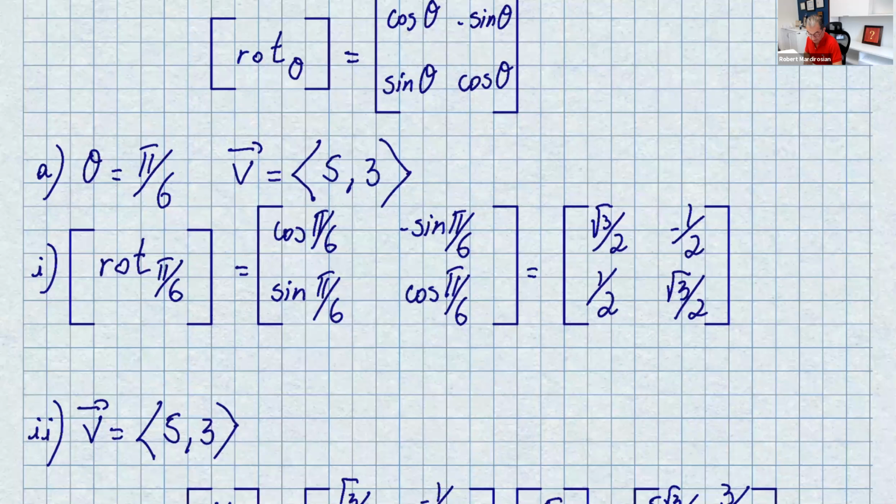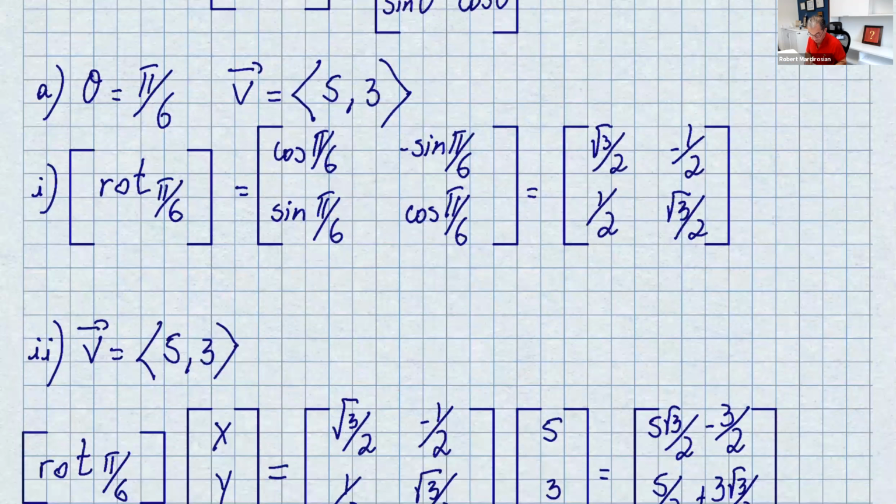So again, theta is pi over 6, 30 degrees, and we have a vector whose components are 5 and 3. So if you want to write the rotation matrix of pi over 6, it is cosine pi over 6, negative sine pi over 6, sine pi over 6, cosine pi over 6. Cosine pi over 6 is cosine of 30 degrees, and that's square root of 3 over 2. Sine pi over 6 is 1/2, and sine pi over 6 is 1/2 again, and cosine pi over 6 is square root of 3 over 2.